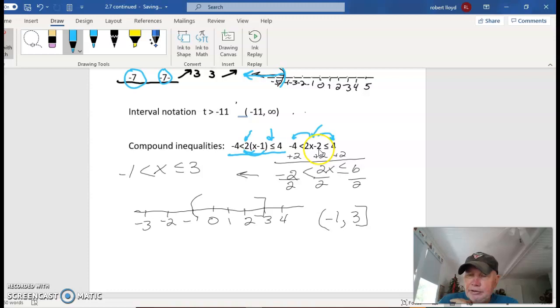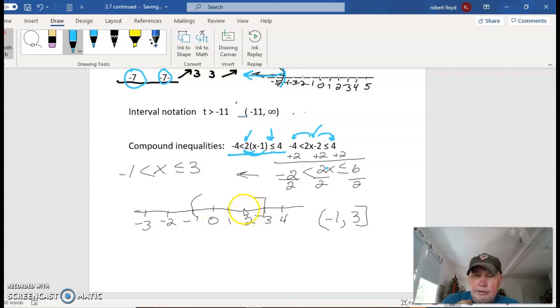So we have to undo the addition and subtraction by adding 2 to the middle section and 2 to the left side and 2 to the right side. So then we'll get -2 less than 2x less than or equal to 6. Then because we have 2 x's and that's multiplied, we undo the multiplication by dividing. So we would end up with -1 less than x less than or equal to 3.